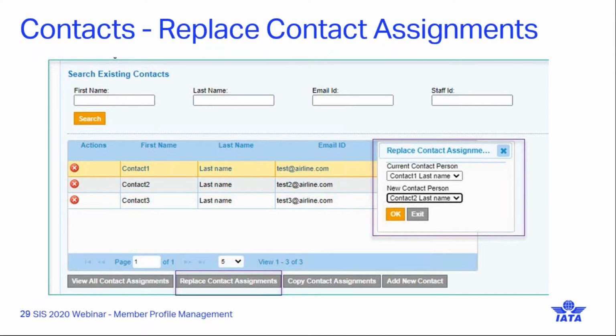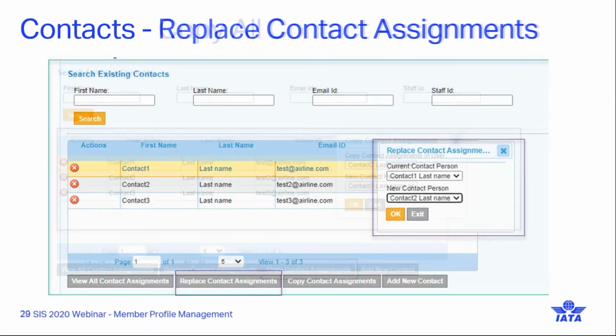Moving on, you will see that if you want a contact to replace another contact, for example, an employee of your company is not working with you anymore, you can replace their contact assignments with a new contact. As you can see here, contact 1 can be replaced by contact 2. Please note that this can be done to different email addresses, so you cannot use the same email address to replace assignments from one to another.